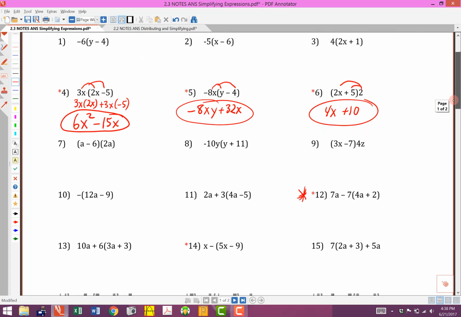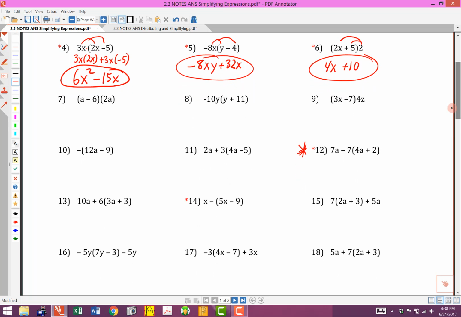So let's take a look at another one, and I've got a double asterisk by this one. This one's really important. There are times where people will look at this, and this comes up all the time, so please try not to make this mistake.